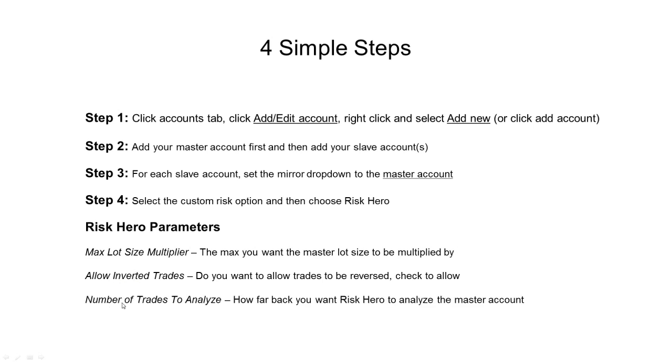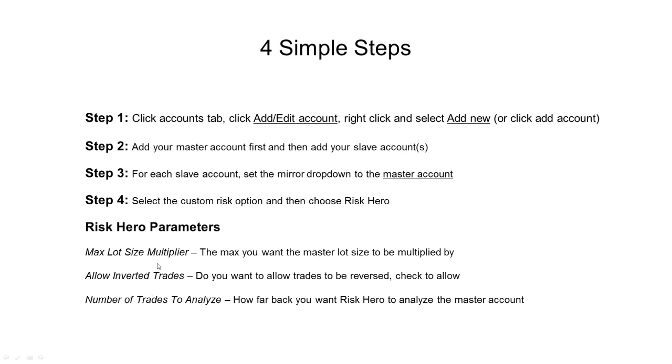And the last parameter is number of trades to analyze. So this is how far back you want Risk Hero to analyze the master account. Okay, so it's going to look at the master account and go back however many trades you said and come up with a statistic to determine what size percent to multiply your master lots by, or basically to determine what the slave's lot size should be.